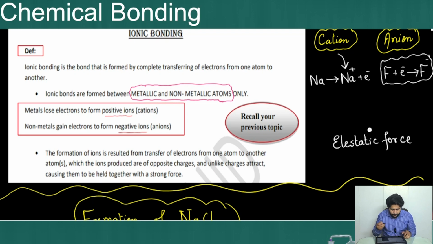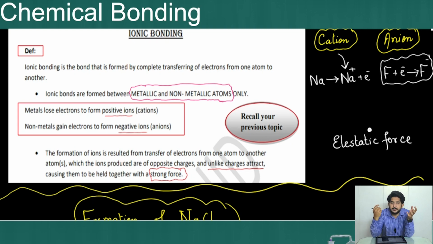An attractive force develops between these two. As you can see here, the ions produced are oppositely charged and unlike charges attract each other, causing them to be held together with a strong force. This strong force is known as the electrostatic force of attraction. So this is the general concept. Whenever ionic bonding is asked, you must remember that there will be a metal and a non-metal.